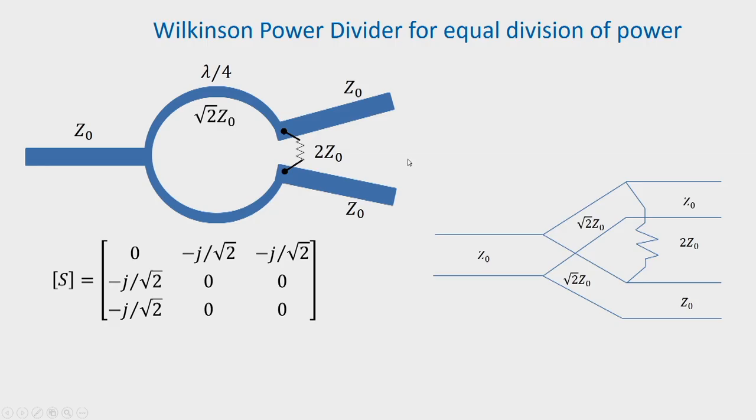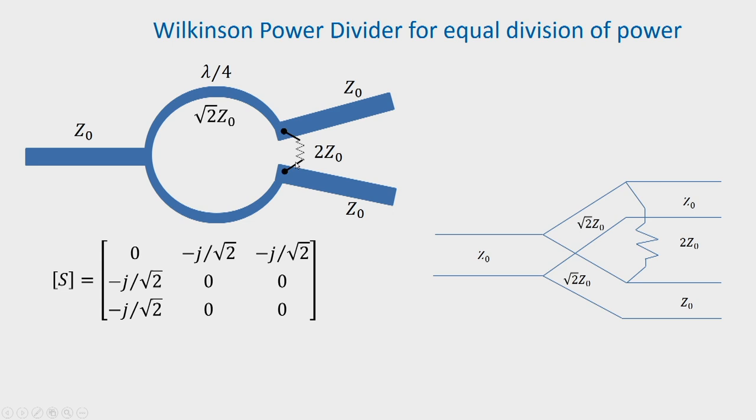However, if there is a mismatch and there is reflected power, this reflected power will be absorbed in that resistance.